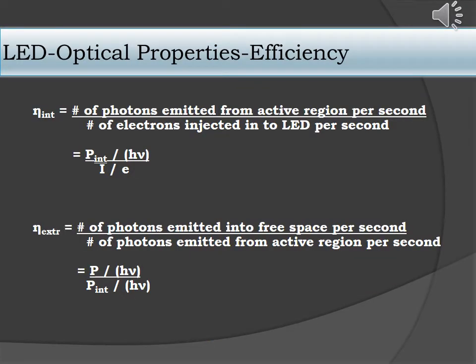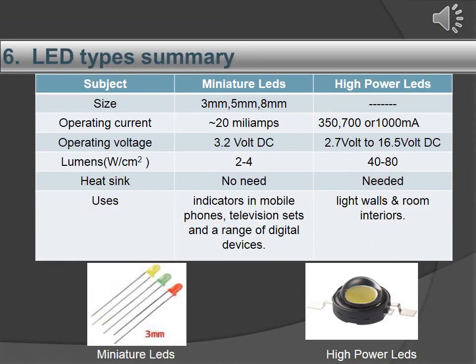LED properties: efficiency. We can easily calculate the efficiency and the optical properties of LED by these equations. Here we can see the summary of LED types. There are two types of LED: miniature LEDs and high power LEDs.